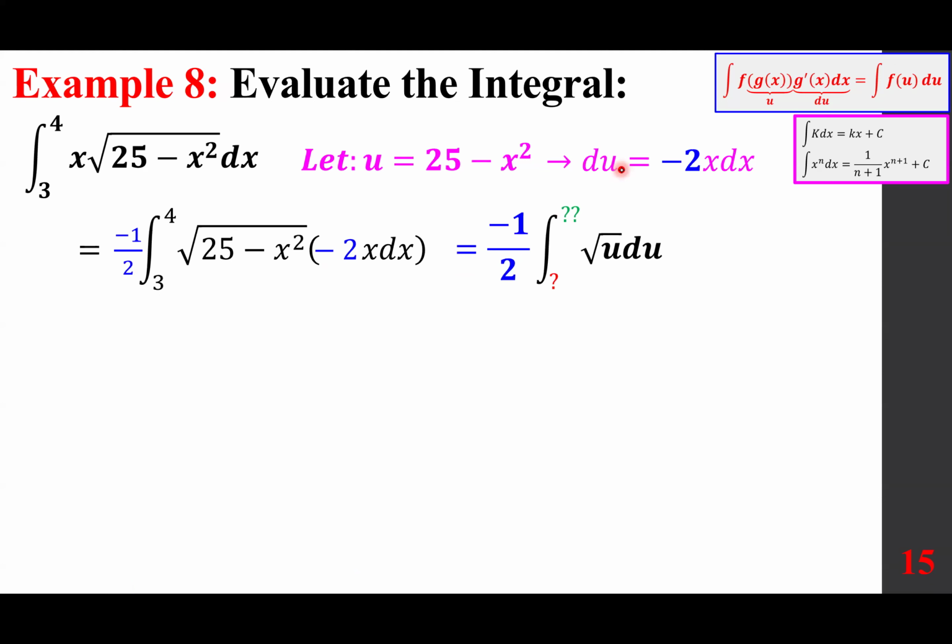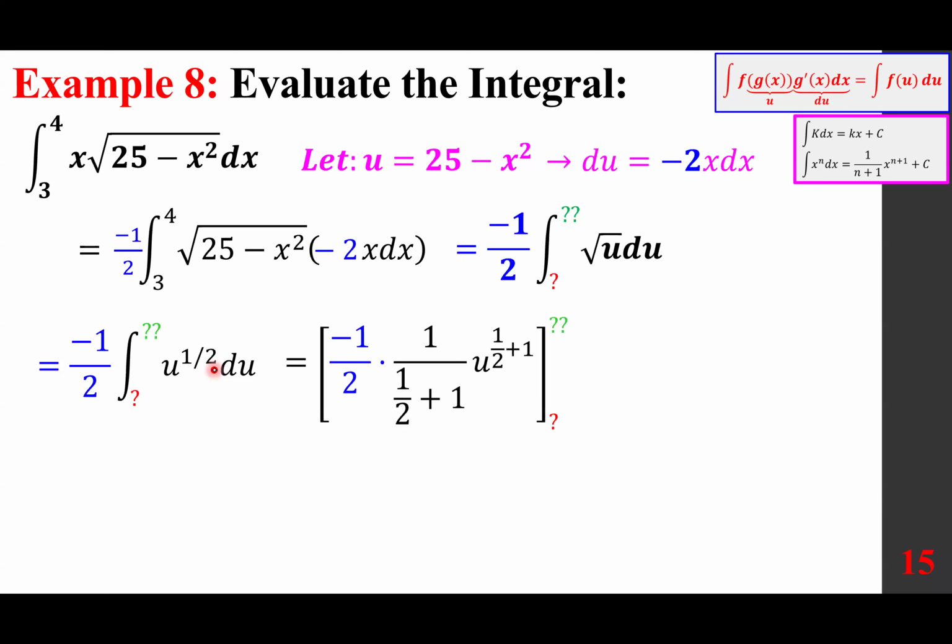Go back to the original variable. So you have negative 1/2 times u to the power of 1/2, and I hope you remember we've done this a couple of times. What is the integral of that? 1 over 1/2 plus 1, u to the power of 1/2 plus 1. The reason we don't need a constant is because it's a definite integral. This is 3/2, this is 2/3. The product of these two numbers, negative 1/3.